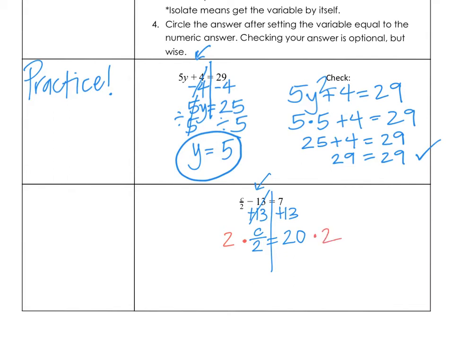So the multiplying by 2 and dividing by 2 cancel out. And so I'm left with c on the left-hand side, and then 20 times 2 is going to give me 40.